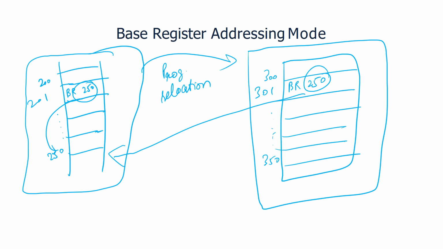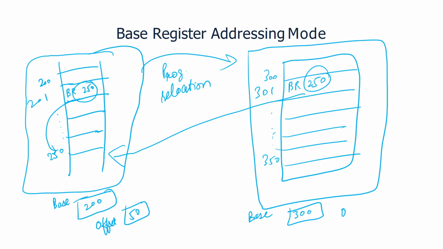So this is illegal. We do not want to go at 250, we want to go to 350. Now what is the solution? The solution is to keep the base according to the program location. This base register will hold the address of 200, and this base register on the other side will have the address of 300. And because we want to jump 50 locations, we will have the offset register. The offset register, this side will be 50, and this side it will again be 50.